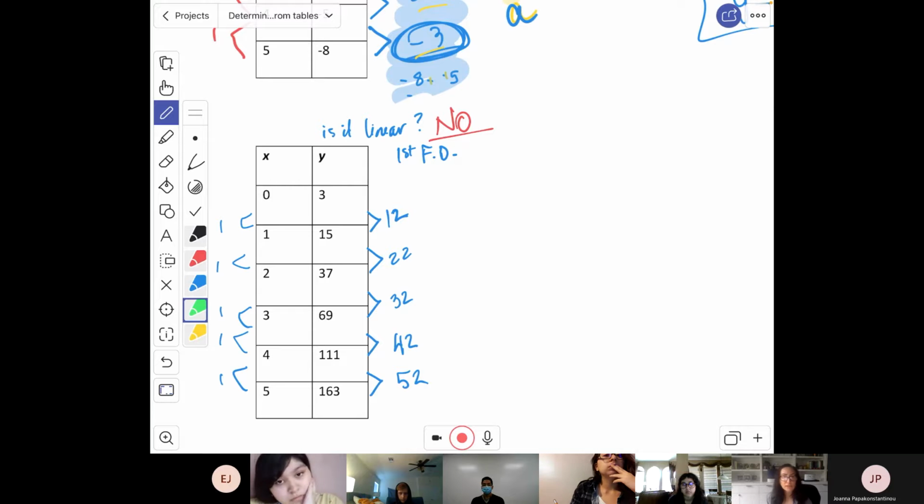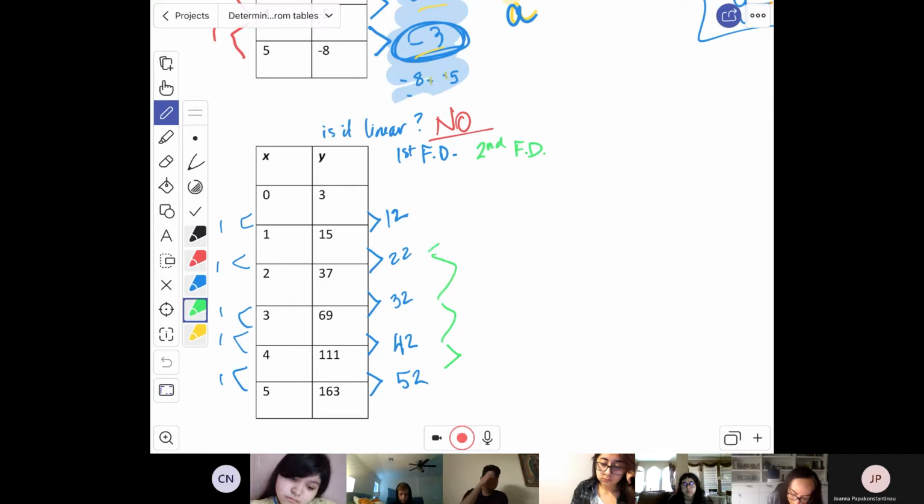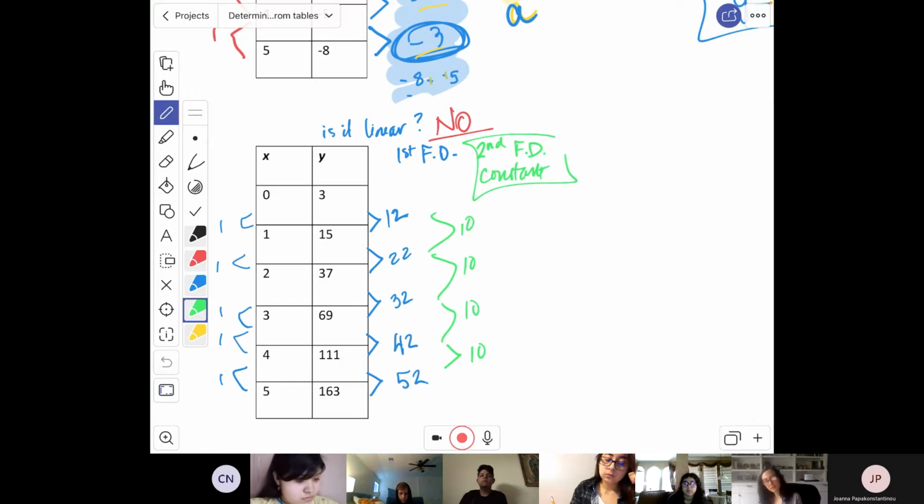Well, after you realize the first finite difference is not constant, maybe you calculate the second finite difference. Meaning you're going to subtract the difference of the differences. And Eric already told us that the second finite difference, if we do the subtraction, was what? Eric, tell me again. There's a difference of 10 between the differences, right? So our second finite difference is constant. So since the second finite difference is constant, that is your clue that it's another type of function. Does anybody know what type of function it is?